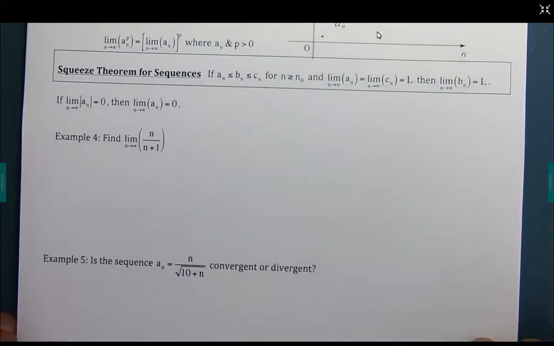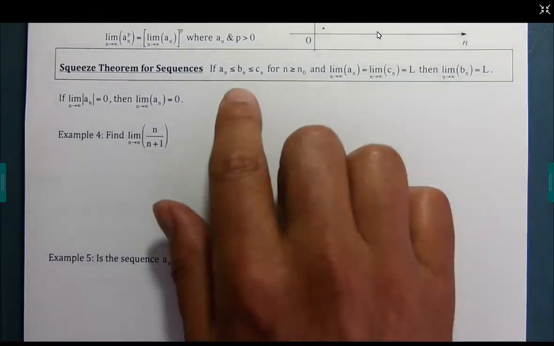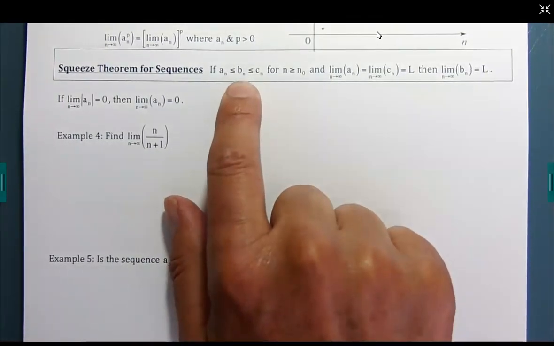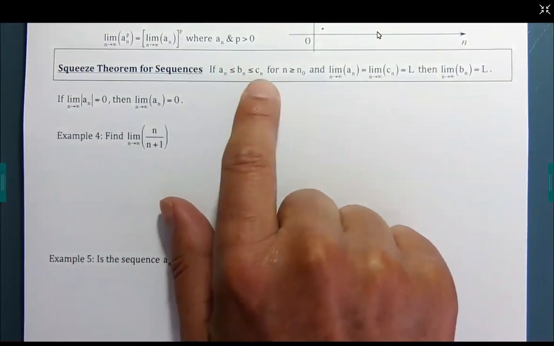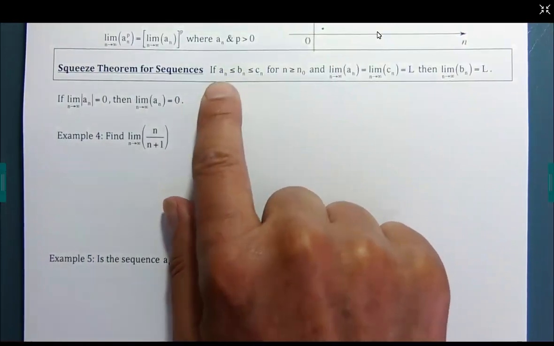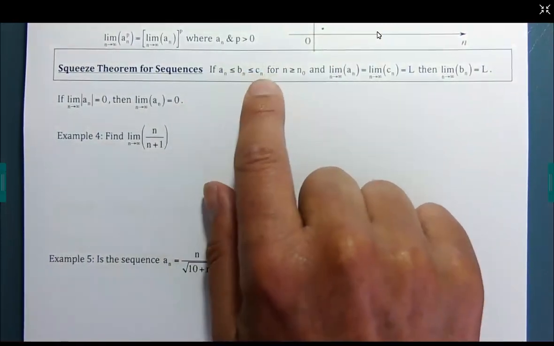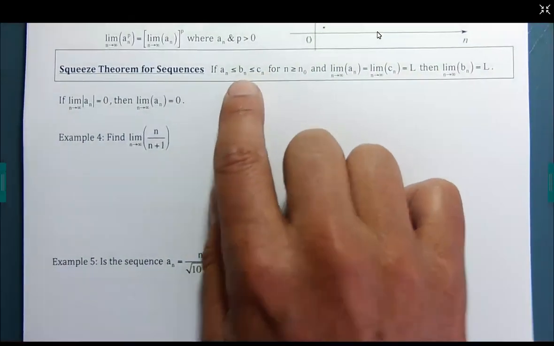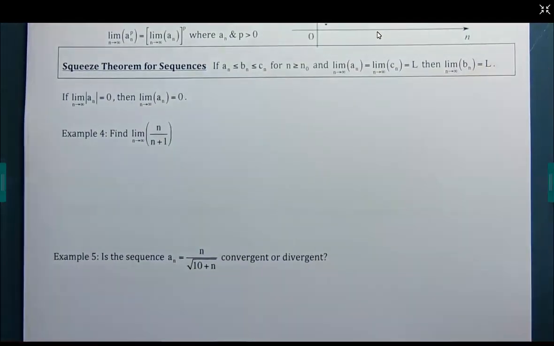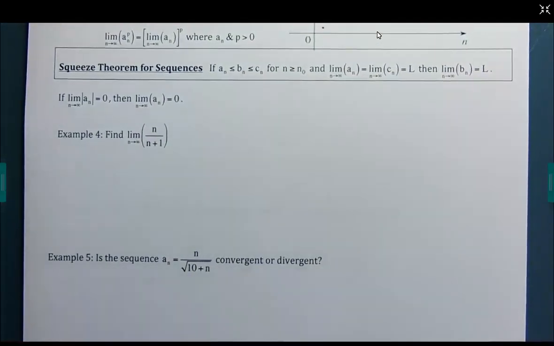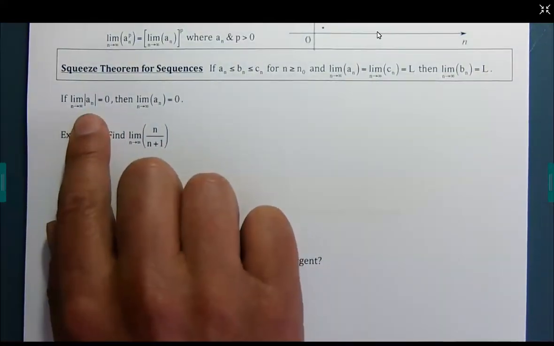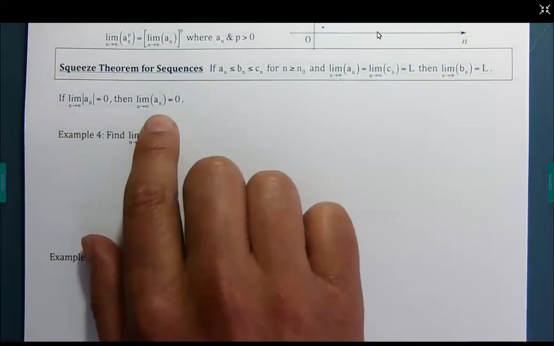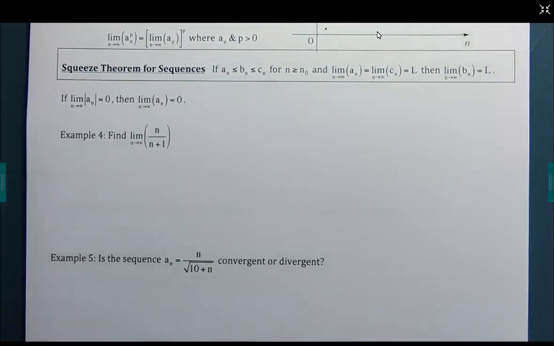And we have the squeeze theorem for sequences. That's saying when we have a function, a discrete function in this case, whose terms are always between or equal to two other functions, and the limit of a sub n is the same as the limit of c sub n, they both go to L, then for sure the middle function has to converge also to L. And so if this limit goes to 0, then we can say that without the absolute value, it also goes to 0, because it's not going to matter whether it's positive or not.